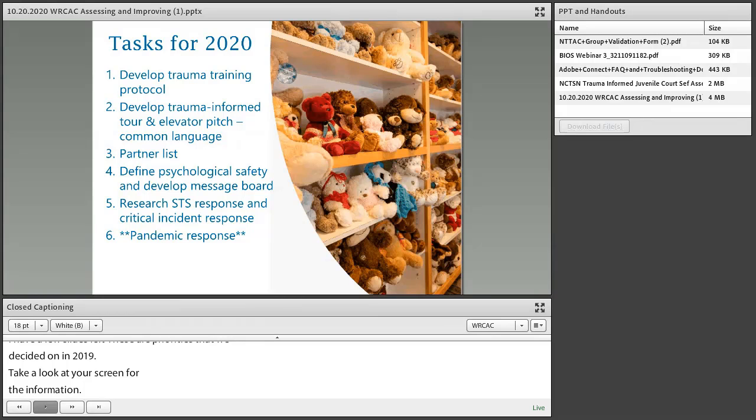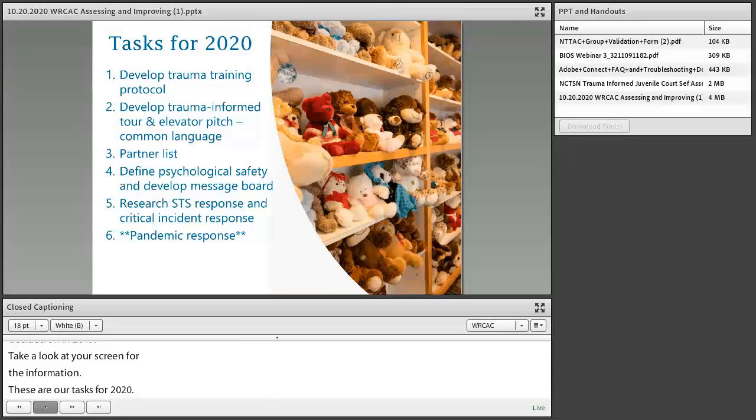So these are our tasks for 2020. I mentioned this is another photograph. We are a CAC, so we have a bear wall, like I'm sure some of you may as well. This is actually from our old building, and you'll see where our bears live now in our new space in just a moment. But these were some of the tasks that we really wanted to tackle in 2020.